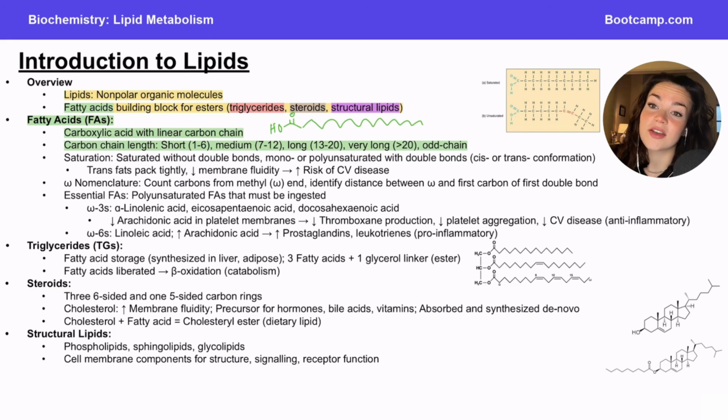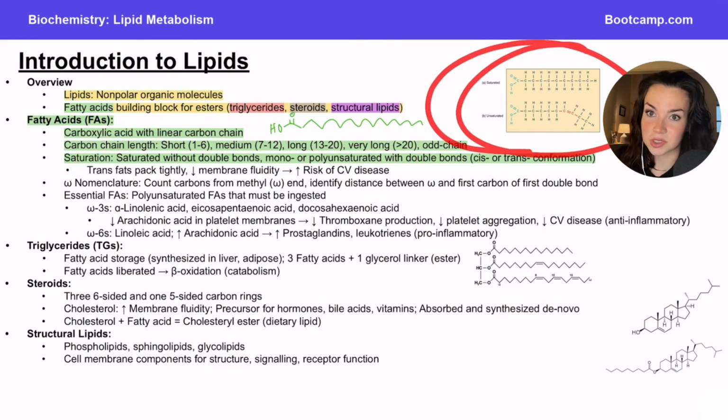Another way we can classify fatty acids is their saturation level. So we can have saturated or unsaturated fatty acids. A saturated fat does not have any double bonds, whereas an unsaturated fat can be mono or polyunsaturated. That's just referring to the number of double bonds, and this can be in a cis conformation or a trans conformation. Let's take a look at the visual to explain that a little more.